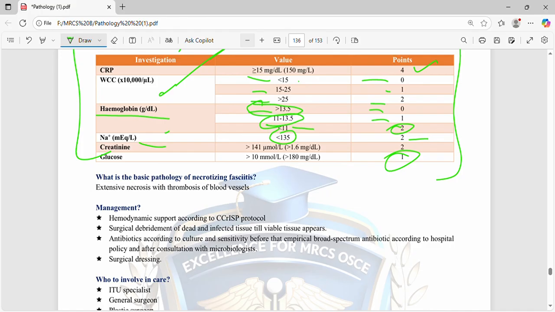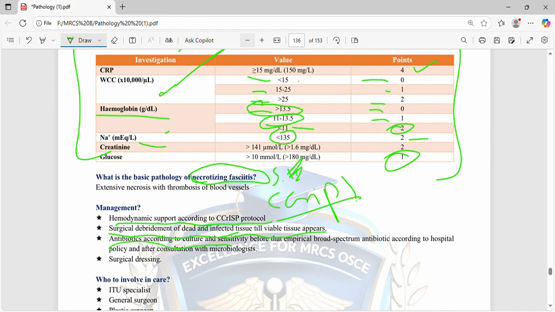Hemodynamic support. Always, necrotizing fasciitis is a surgical emergency, so always follow the CRISP protocol: ABC and then hemodynamic support. In C, you have the hemodynamic support according to the CRISP protocol. Surgical debridement of dead and infected tissue until viable tissue appears.